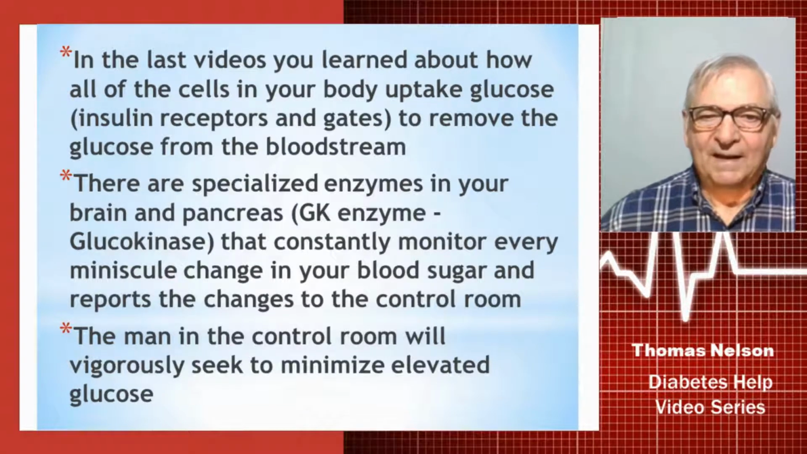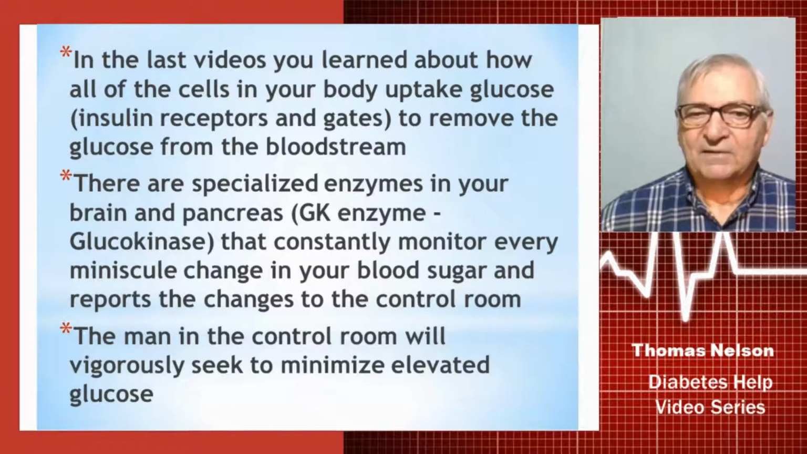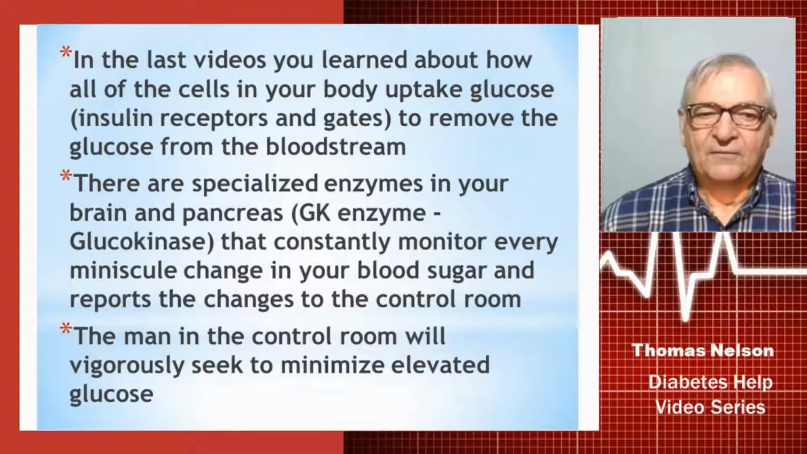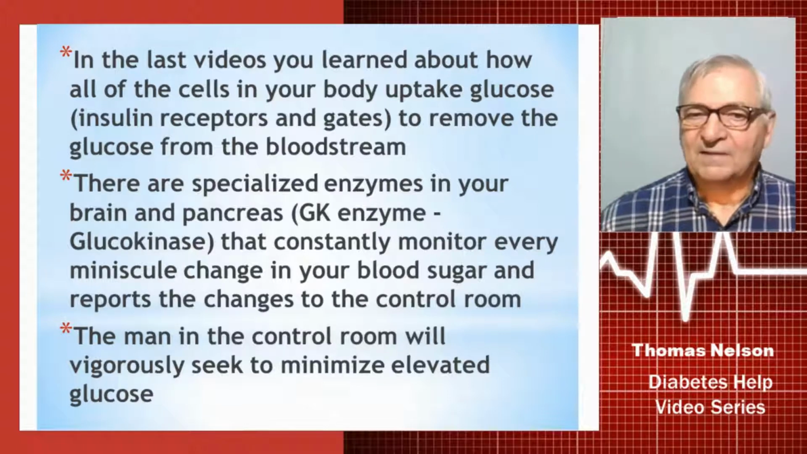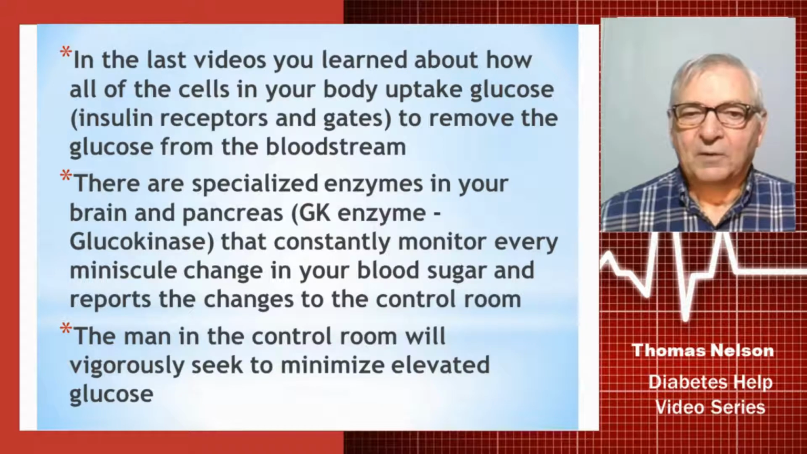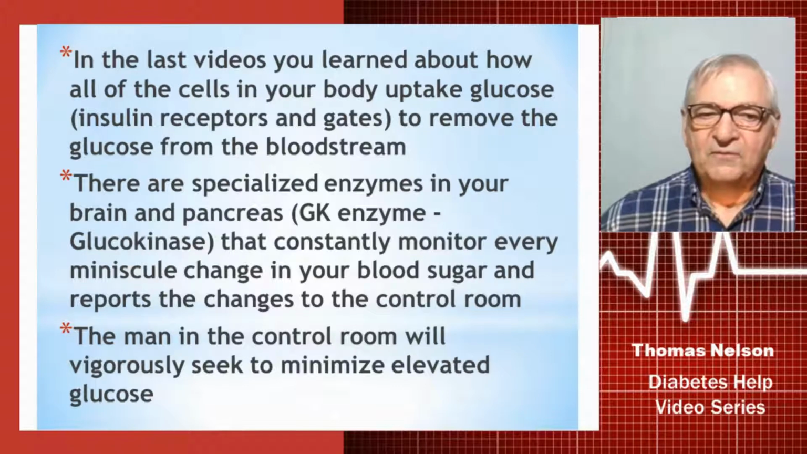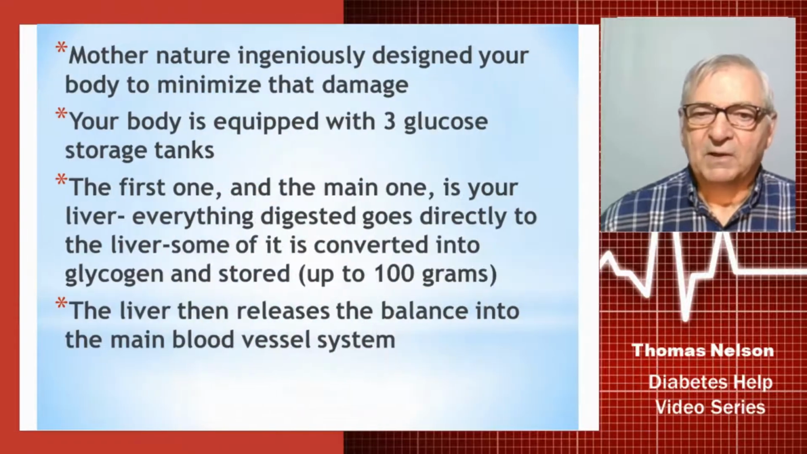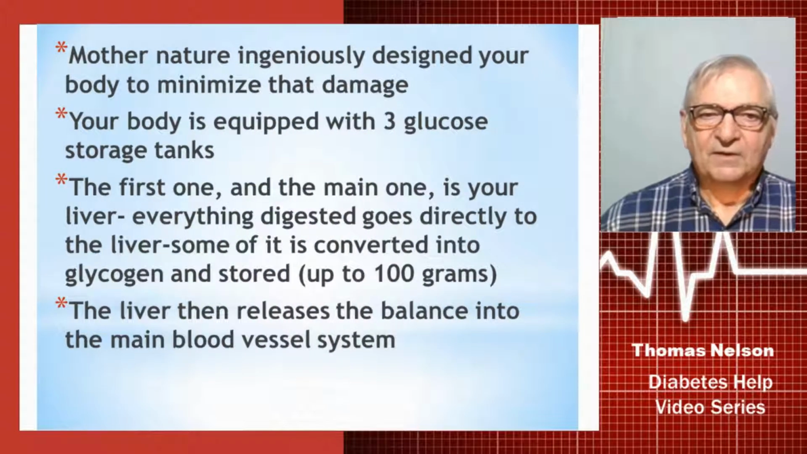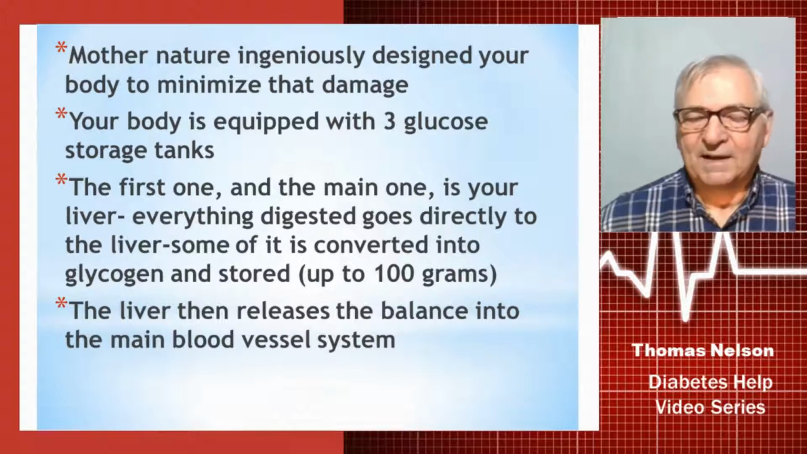So there are specialized enzymes in your brain, your pancreas, and a couple of other places. It's called the GK enzyme, the glucokinase enzyme. It constantly monitors every minuscule change that takes place in your blood sugar, and reports that to the little man in your control room. It's highly sensitive. So then the man in the control room is going to vigorously seek to minimize the elevated glucose levels in order to minimize damage. Mother Nature ingeniously designed your body to minimize that damage.